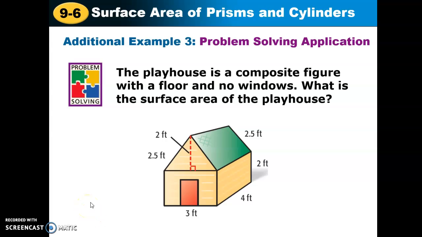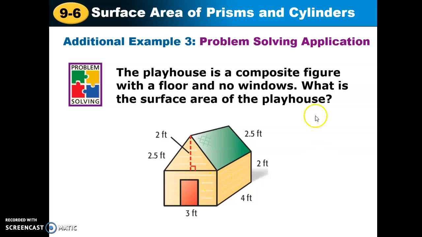This is the second part of this section, second part of the video. And right now we're going to look at some composite figures. Composite figures, if you recall back to, I think it was 9.2 or 9.3, are those where you have two different shapes combined together to make a bigger shape. So right now we have a playhouse. And if you look, we have a triangular prism going on up on top. That's your roof line. Triangular prism, and then we have a rectangular prism for the main part of the playhouse.